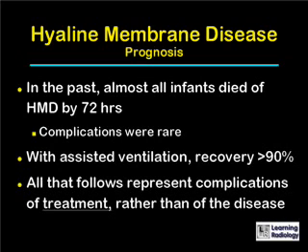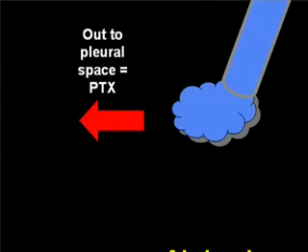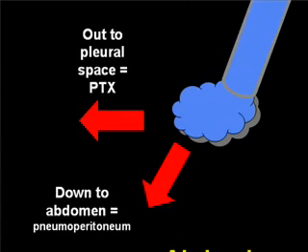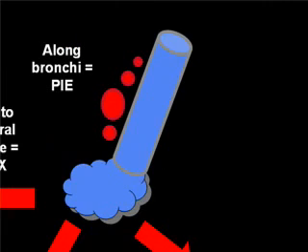All that follows represent complications of the treatment for hyaline membrane disease rather than manifestations of the disease itself. As the alveolus is distended by ventilatory methods, on occasion, the alveolus can rupture. Air can then extend out to the pleural space to produce a pneumothorax. It can extend into the abdomen to produce a pneumoperitoneum. Air can extend into the lung to produce a pneumatocele.